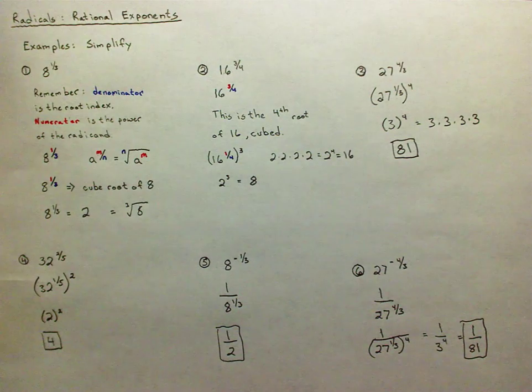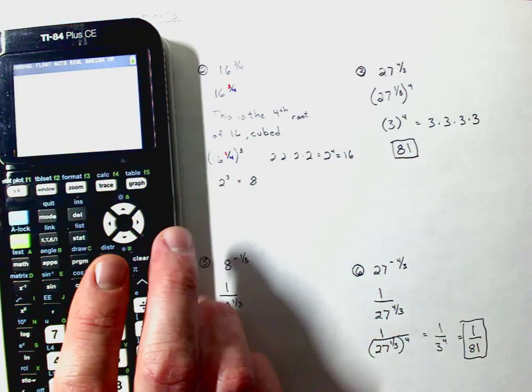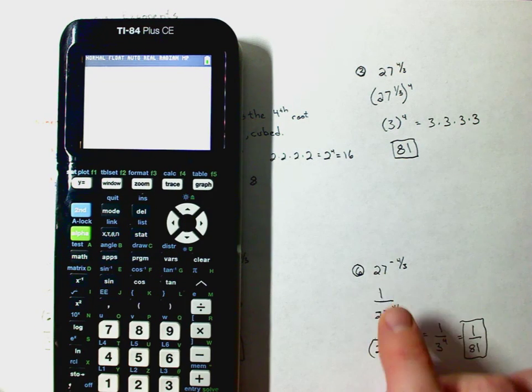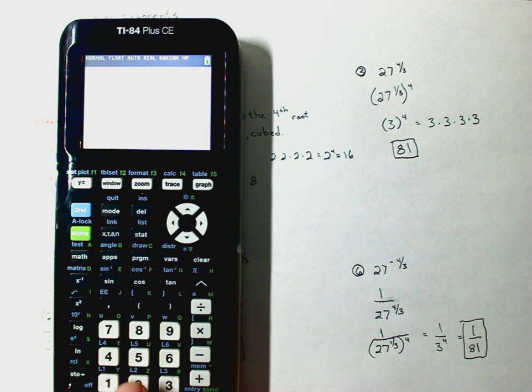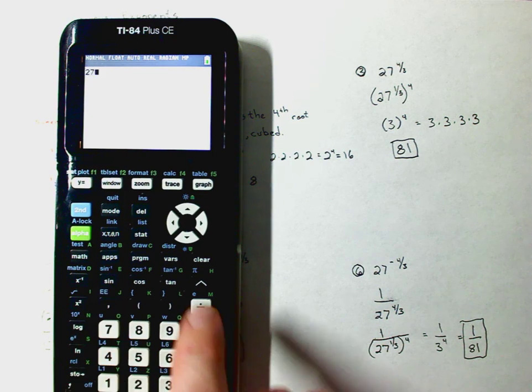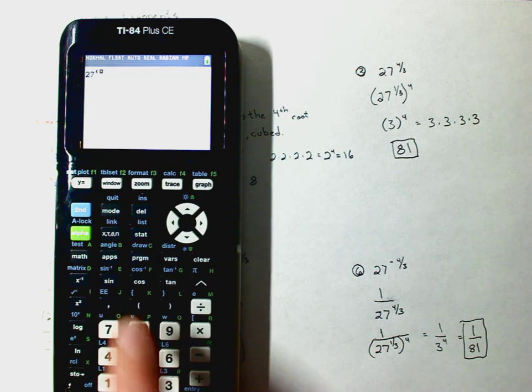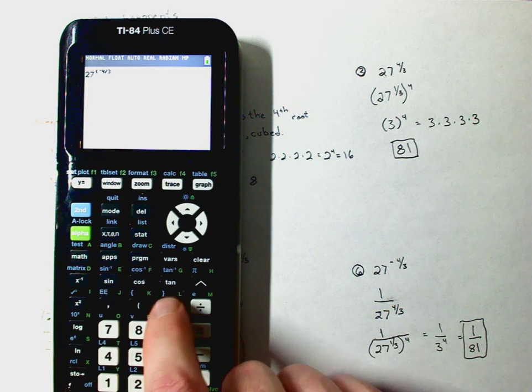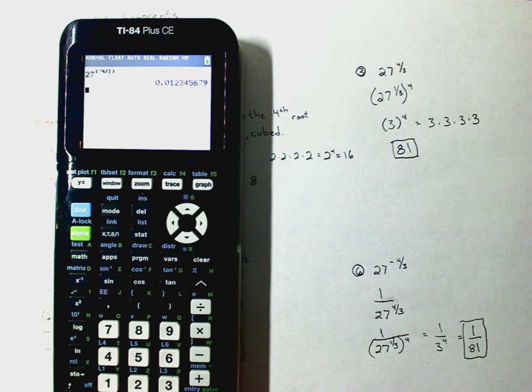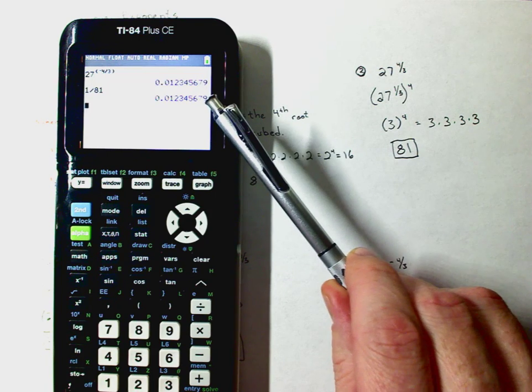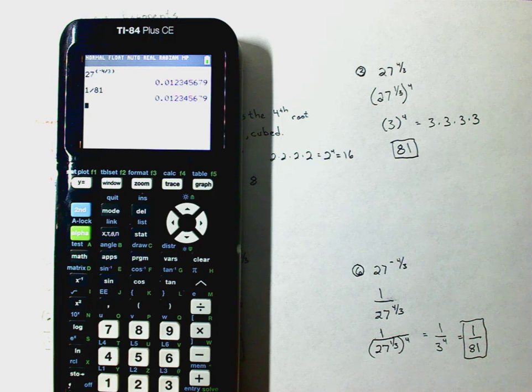Now, what I would like to show you here is using your calculator for this problem, 27 to the negative 4/3. Not all calculators work the same, but how most of them work is this is your exponent button. I push that, and then I put in negative 4/3. And see it showing me that decimal. So let's see, 1 divided by 81. Same thing. The original answer that it gave me is the same as 1 over 81. So you may use your technology to help you. You just have to make sure you know how to properly use the technology.